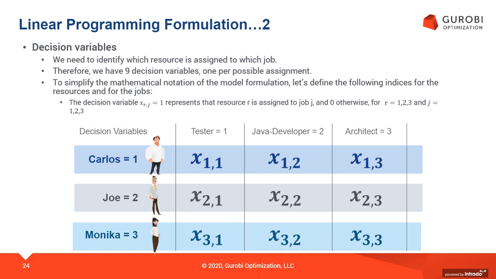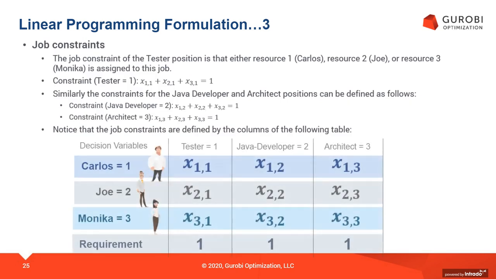1 decision variable per each combination of resource and job assignment.